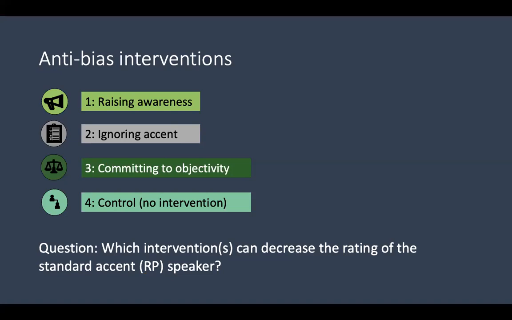The third intervention is called committing to objectivity. We ask people to please make sure that you will be fair. Please indicate that you will be fair to the candidates. Another way of committing to objectivity is to tell them that your evaluation will be looked at by some experts, something like that. Okay. So again, the participants are randomly assigned into one of the conditions. Therefore, it's called a between subject design.